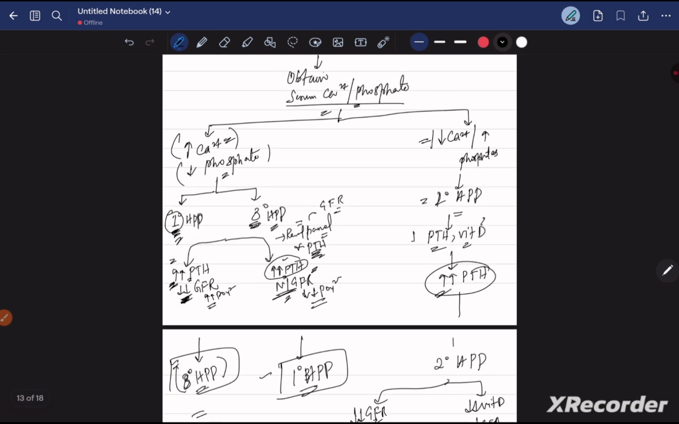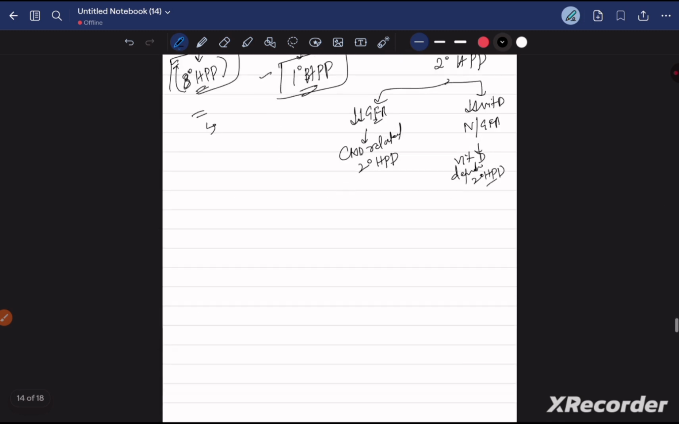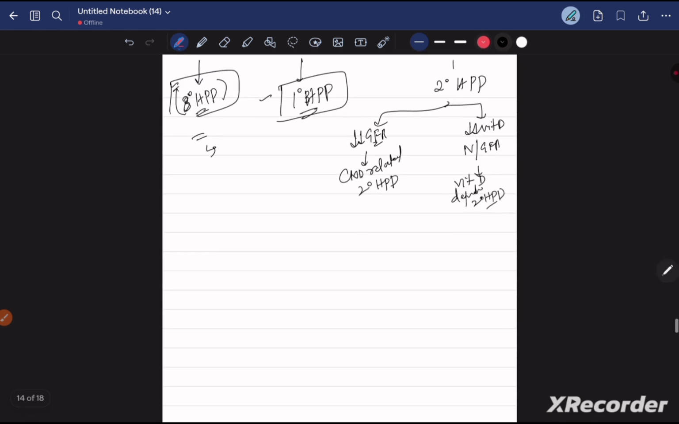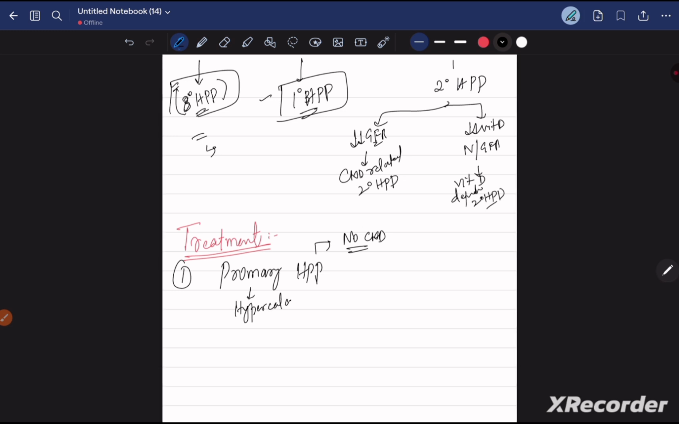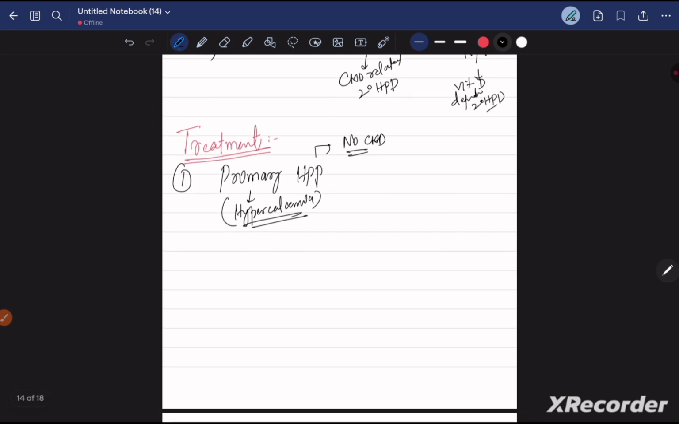Now this is regarding the diagnosis. So now let us move to the last segment, that is the treatment part. Let us discuss the treatment of primary hyperparathyroidism. Here you know that there is no CKD, which means the kidney is okay, so we have to treat only hypercalcemia. Let us see the approach followed to treat hypercalcemia.